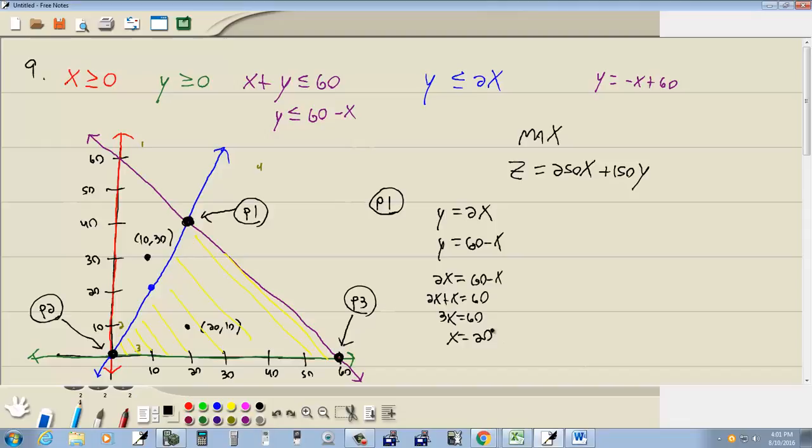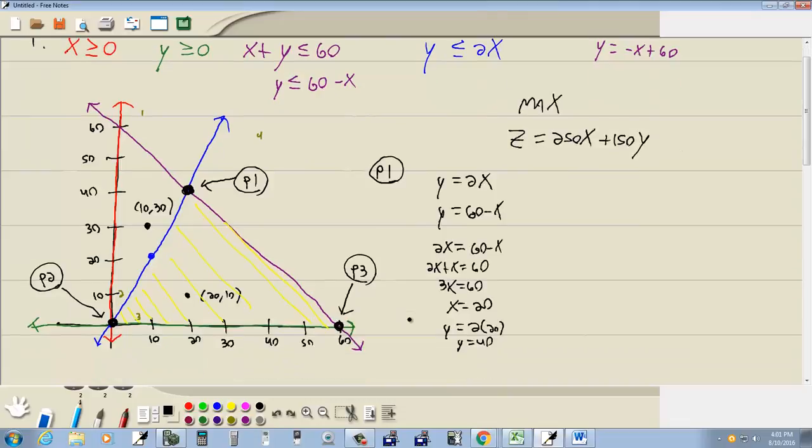Then I'll plug that x equals 20 back in, find out what the y is. So I got y is equal to 2 times 20. I plugged in this first one because it looks the easiest. And I get y is equal to 40. So this first point here is going to be 20, 40. That's our first point we're working with.